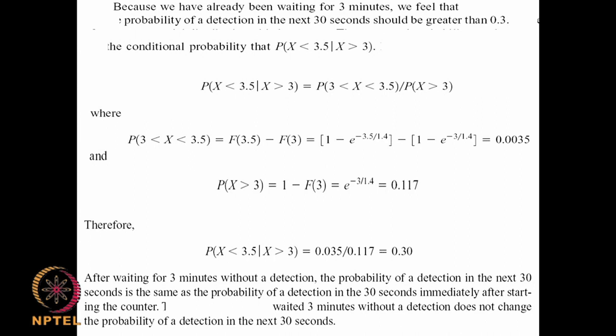Do you understand this problem? So, initially we start the Geiger counter and within 30 seconds we see a particle, so we will say the probability is say 0.3. Then we start the Geiger counter, but we wait for 3 minutes without detecting a particle, and then what is the probability that we will detect a particle within that 30 seconds, that is between 3 minutes and 3 minutes 30 seconds? You will get the same probability and there won't be any difference at all because of the characteristic of this exponential distribution.